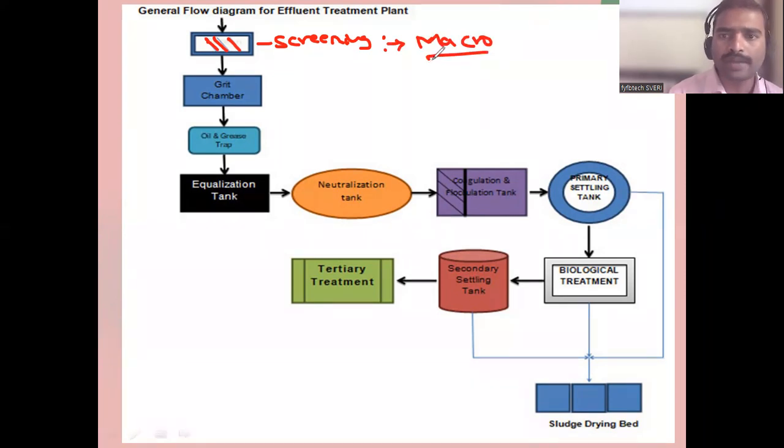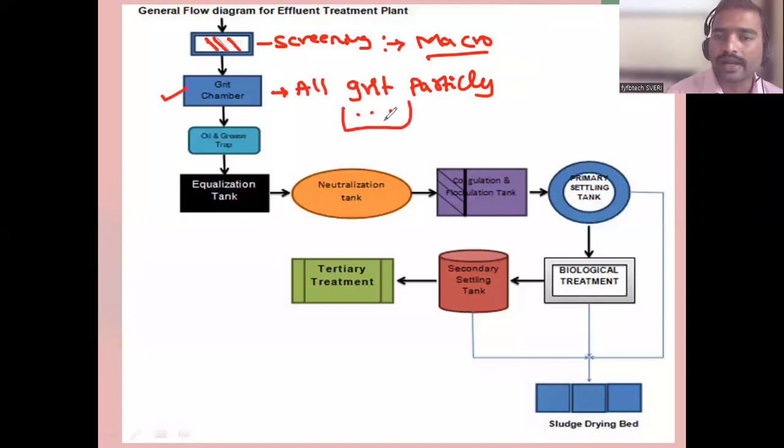All the macroparticles are removed. From the macroparticles, again there is one more chamber, that is the grit chamber. In the grit chamber, all the grit particles are removed. What are the grit particles? There may be stone particles or sand particles, heavy metals and all those will be removed here.